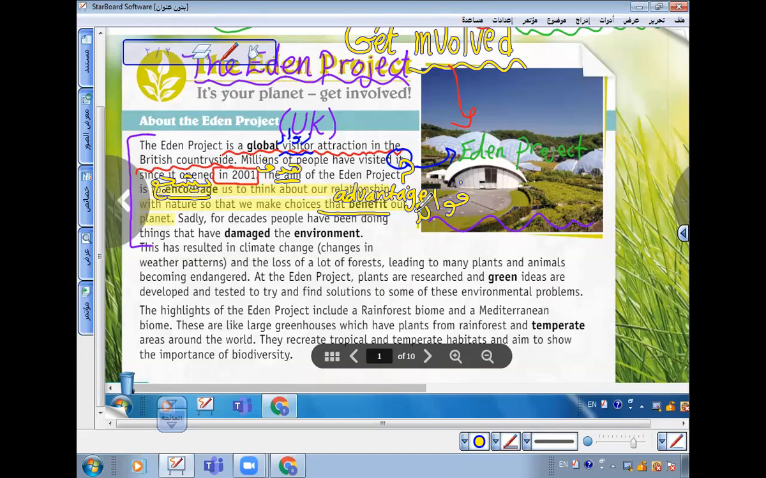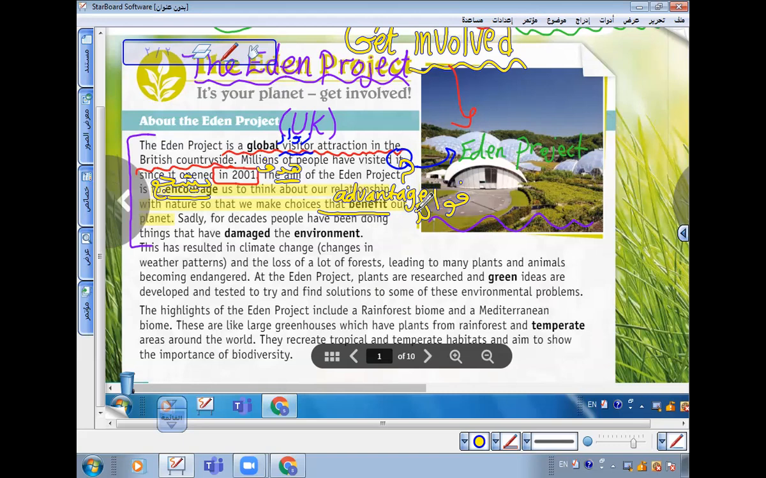Maybe this plant is endangered. We start to know how to deal with this issue, how to find out a good solution to the environmental problem. Is it clear up to here? Okay.